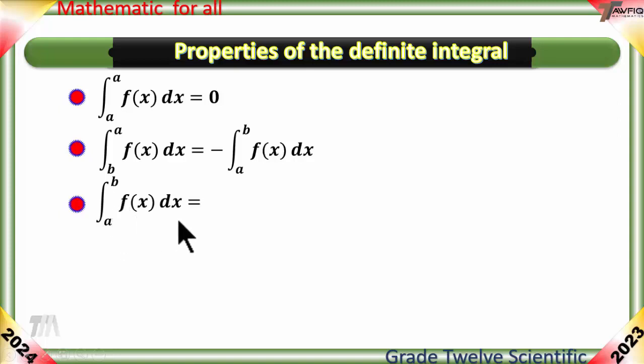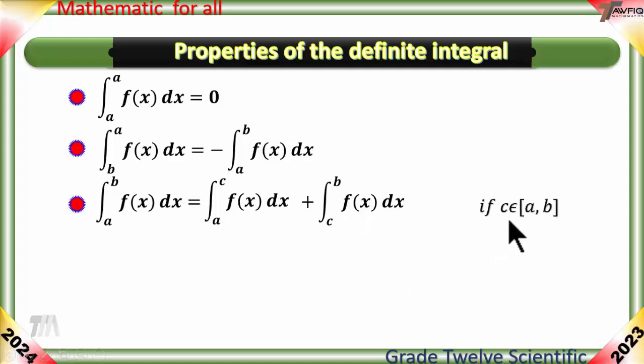Third one: the integral from a to b of f(x) dx is equal to the integral from a to c of f(x) dx and the integral from c to b of f(x) dx, when c belongs to the interval [a, b]. If we have any number between a and b, we can solve this integration by making it into two parts.